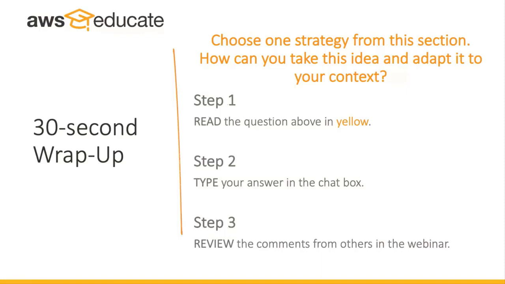So now let's engage in our 30-second wrap-up question. And I'll read the question in yellow located at the top of your screen. Choose one strategy from this section. How can you take this idea and adapt it to your context? Step 1. Read the question above in yellow. Step 2. Type your answer in the chat box. Step 3. Review the comments from others in the webinar. So let's begin our 30 seconds starting now.